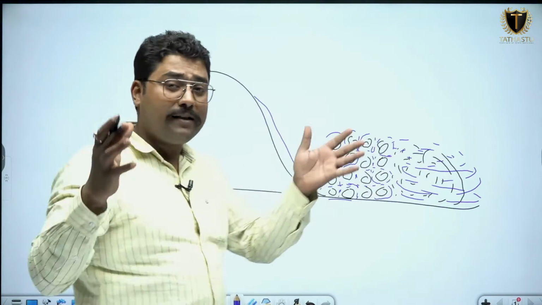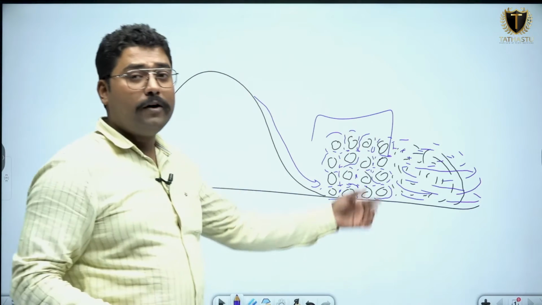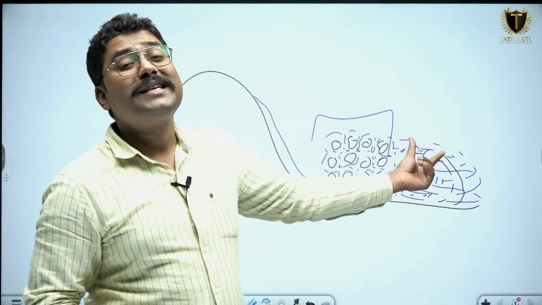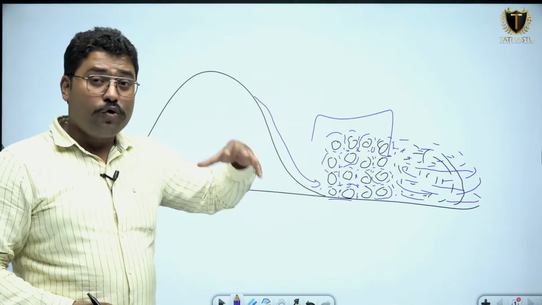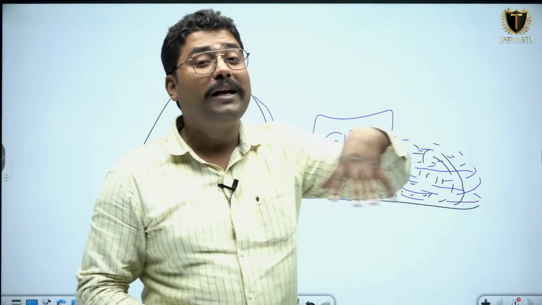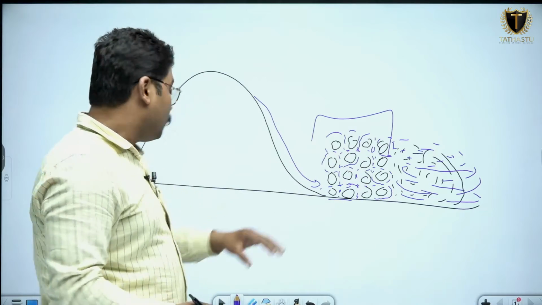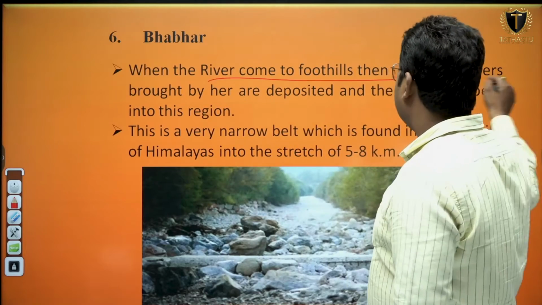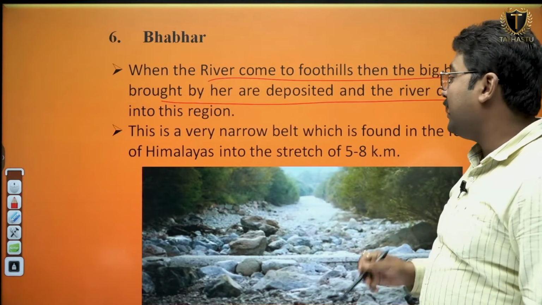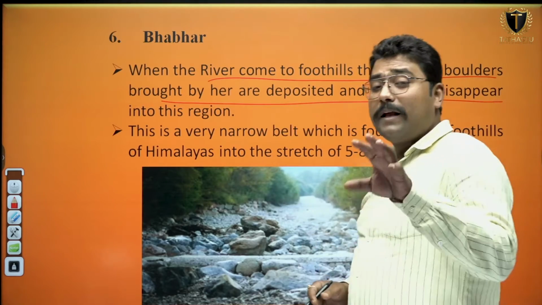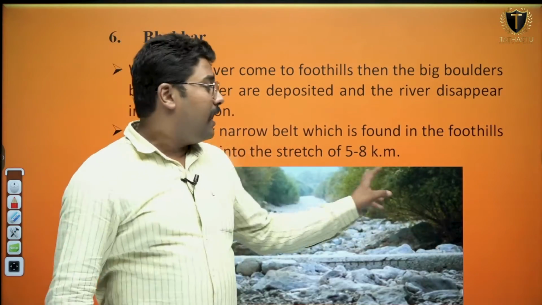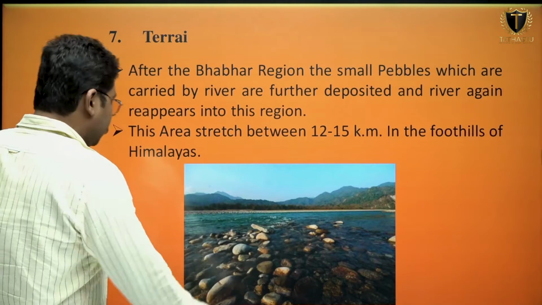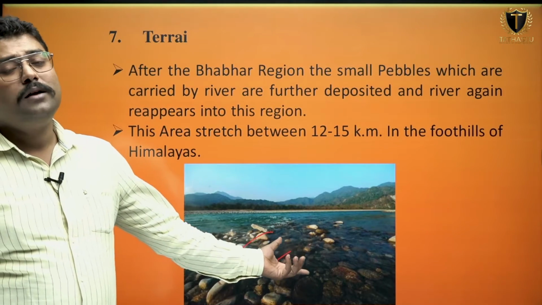If we talk about their width, the Bhabar belt will be of less width, 6 to 8 kilometers, and the Tarai belt will be between 12 to 16 kilometers in spread. The Tarai region is found in the foothills of the Himalayas, and the Bhabar belt also. So in this way, when the river comes down the foothills, the big boulders brought by it are deposited, and a narrow stretch where the river disappears is considered as Bhabar, and Tarai is 12 to 15 kilometers, where the pebbles are deposited and the river, as you can see, is re-emerging over the surface.